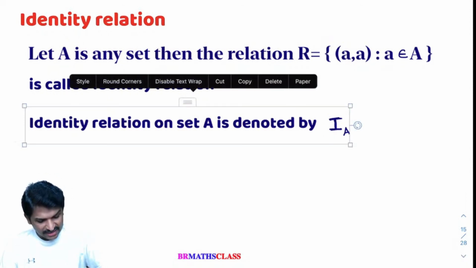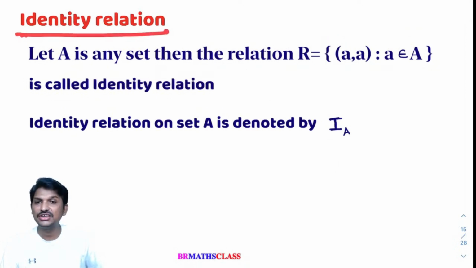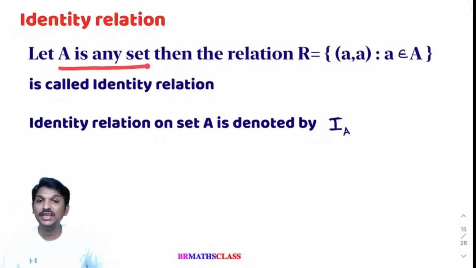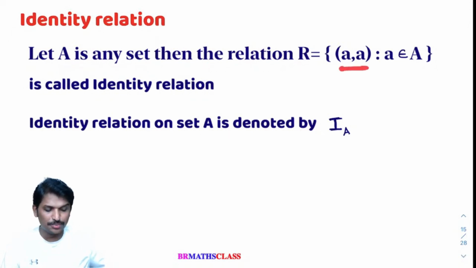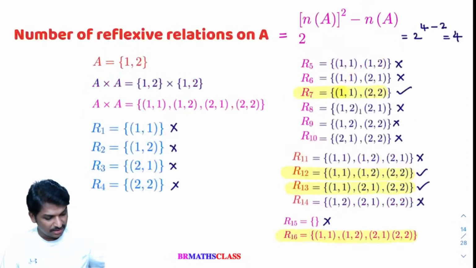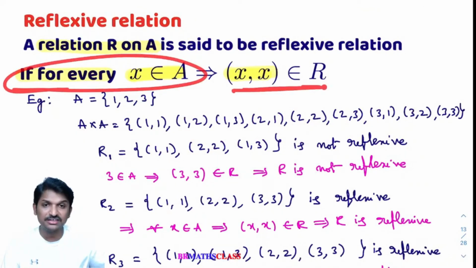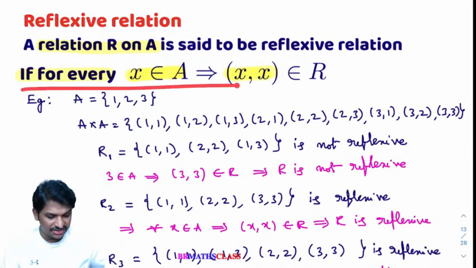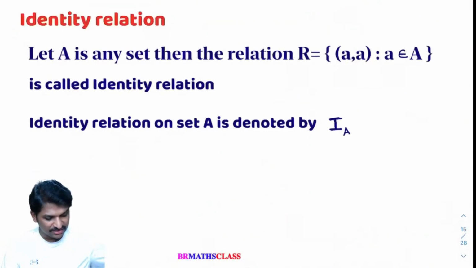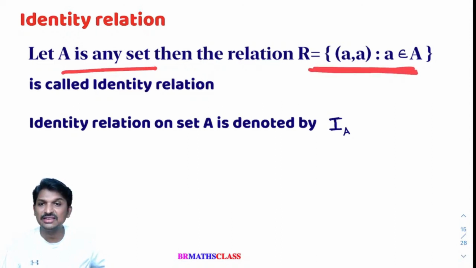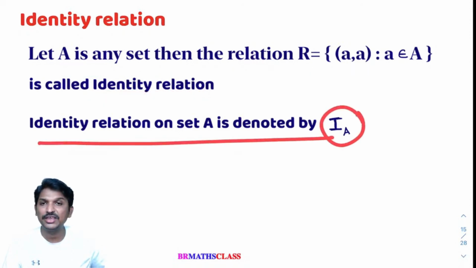Okay, you see, identity relation. What is the definition of identity relation? You take A as any set. Then the relation R is a relation which contains ordered pairs a comma a such that a belongs to A. Try to understand. The reflexive relation definition is different. For every x belongs to A, the ordered pair x comma x belongs to R, then we say this relation is a reflexive relation. But here what they are saying is, A is any set. You take one set A, and the relation which is like this is called the identity relation. The identity relation on set A is denoted by I_A, capital I A.